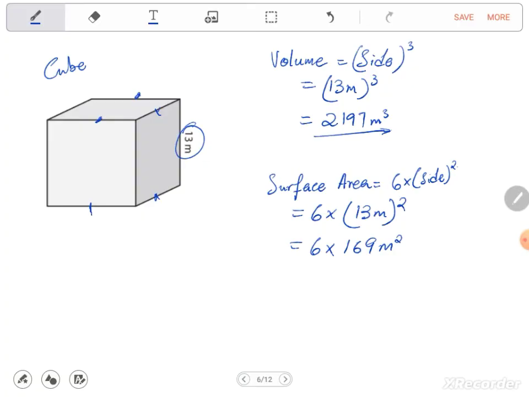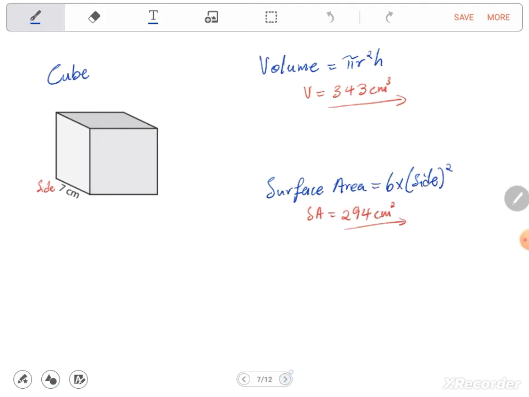All right. So then we take it from there and say 6 times 169, that will give us 1,014 meters squared. So that will be the final answer for surface area of a cube. I hope you get that. At this point, I just want you to pause and try this one for yourself. If you're done, you can continue to the next one here.